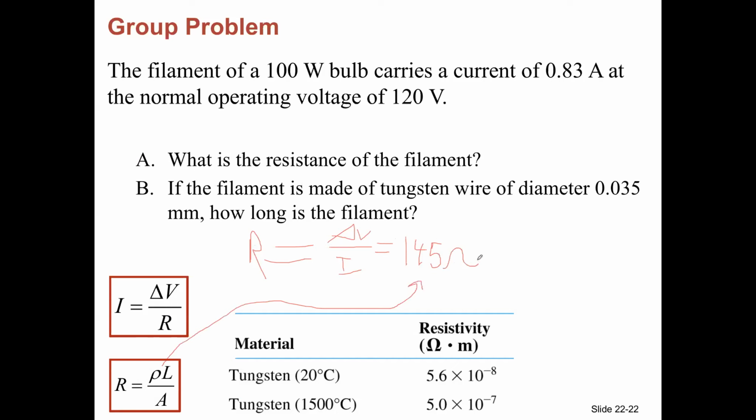Once we get that, this equation will allow us to get the length. So take this number and put it in here for R. So we have R times the cross-sectional area of the wire divided by the material's resistivity, which will give us the length. And that comes out to be around 27, 28 centimeters.